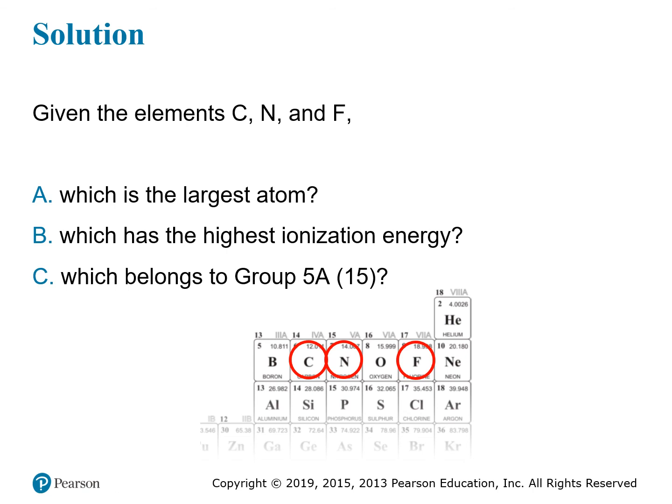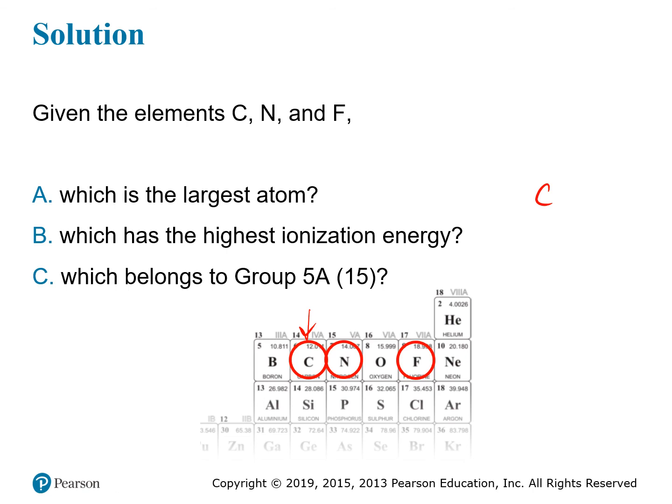In this case, they're all in the same period. We have carbon, nitrogen, and fluorine. The first part of the question is, which is the largest atom? Remember that the atoms get smaller as you go across the periodic table. So fluorine is smaller than nitrogen, and nitrogen is smaller than carbon. So carbon is the largest atom.